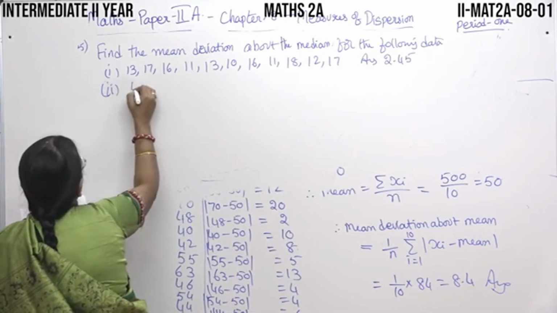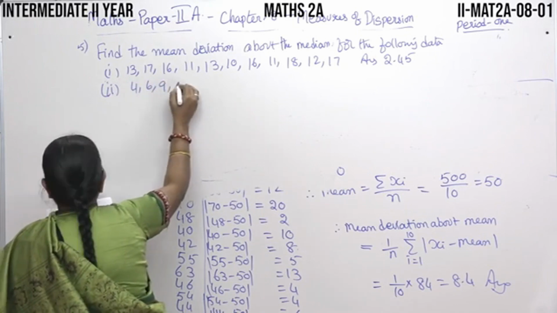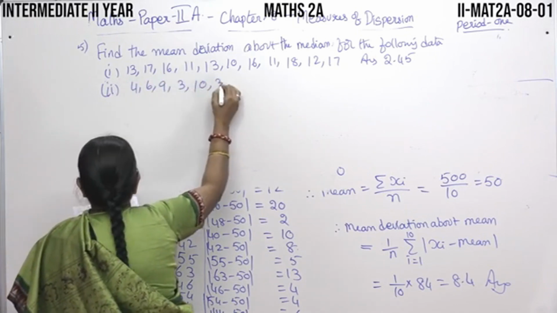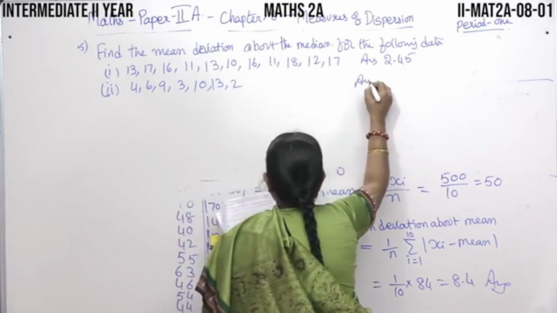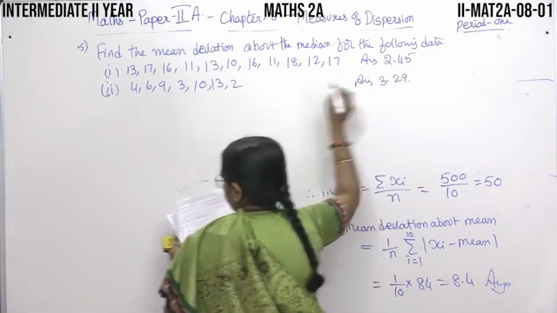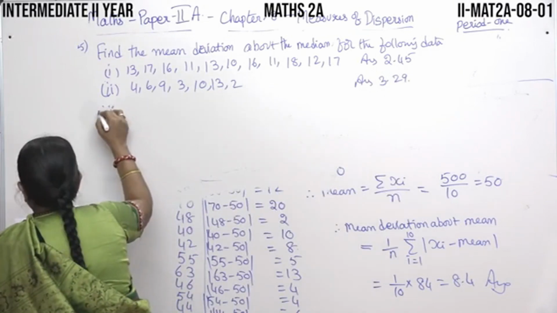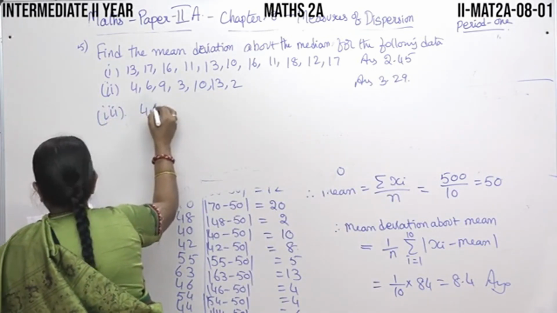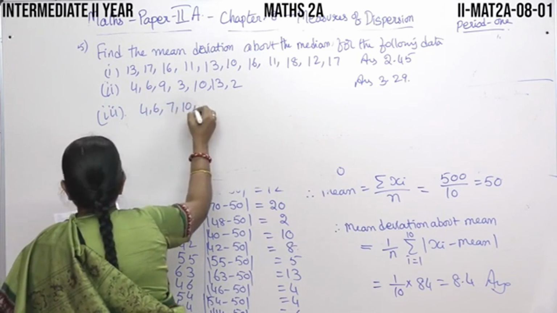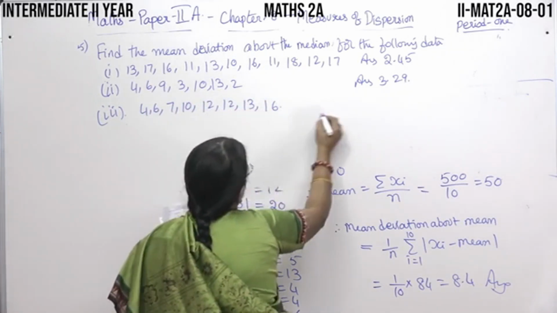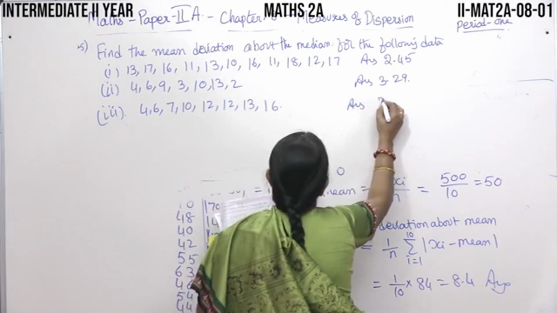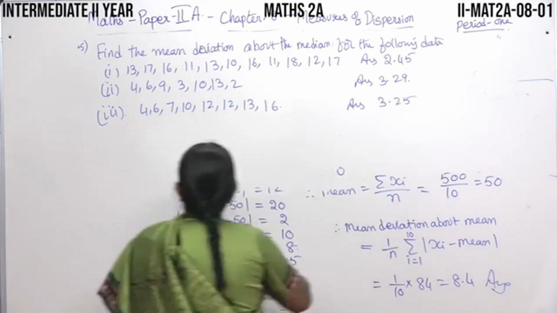Now, next is 4, 6, 9, 3, 10, 13, 2. So, for this, the answer is 3.29. Okay, next problem. 4, 6, 7, 10, 12, 12, 13, 16. So, for this, the answer is 3.25. Now, we'll do the first bit.